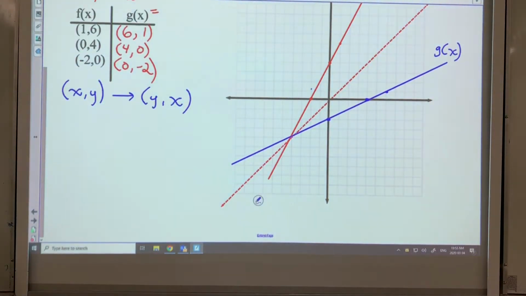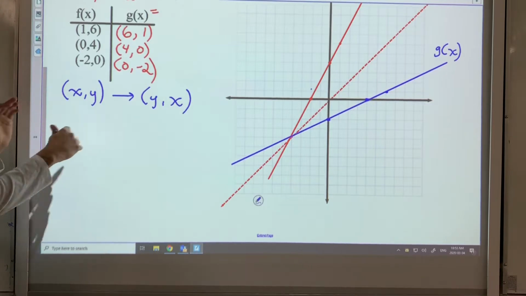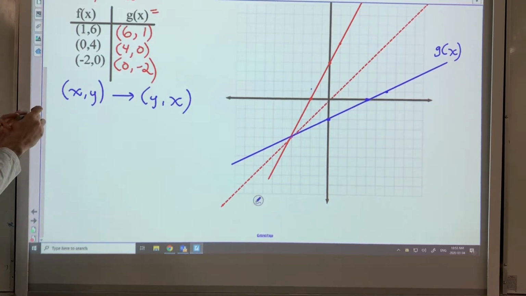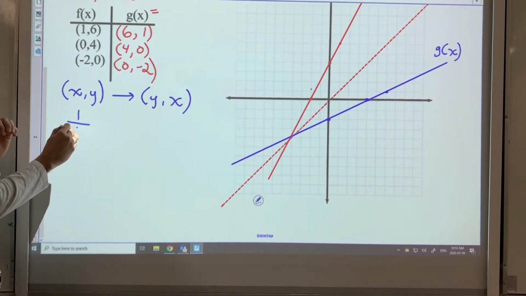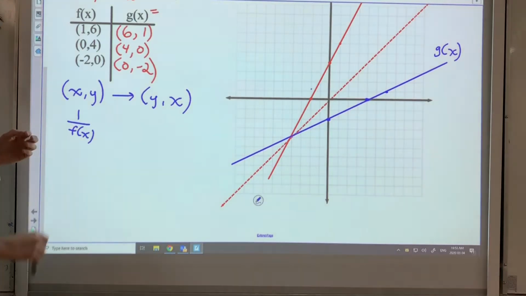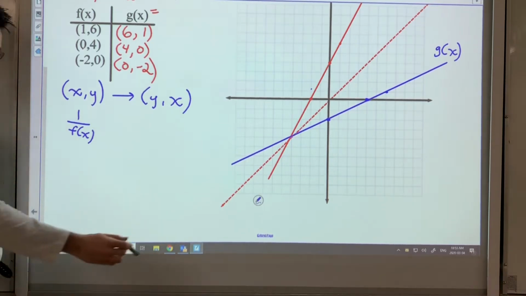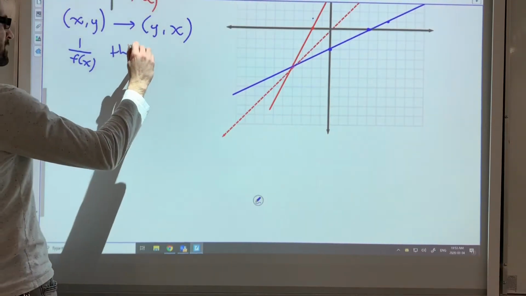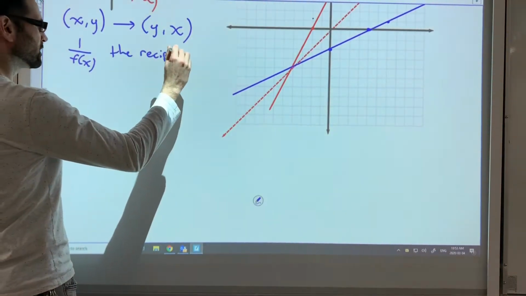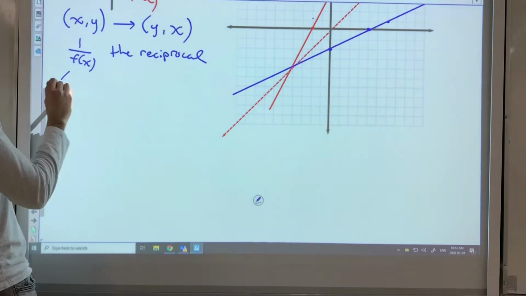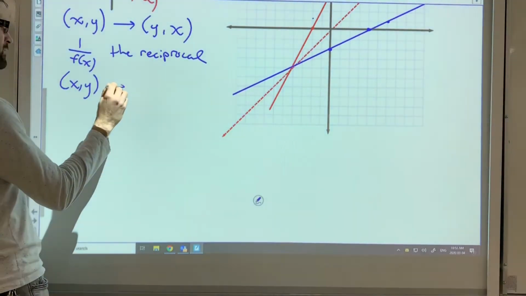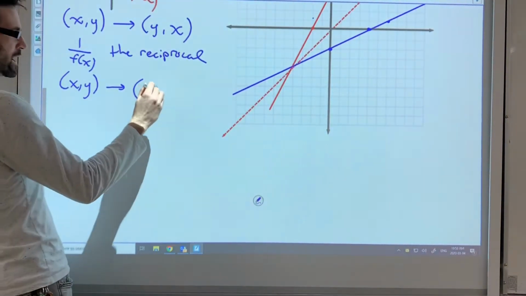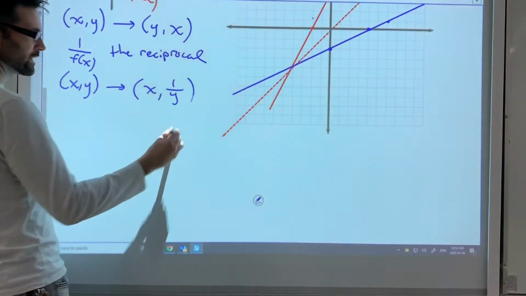Because in terms of everything that you guys know, you know all the things about transformations, and then you wonder, well, what does this mean? If I say take an xy point or take a function and do this. Yeah, this is called the reciprocal. The reciprocal. And what does it do to an xy point? It goes x, 1 over y.